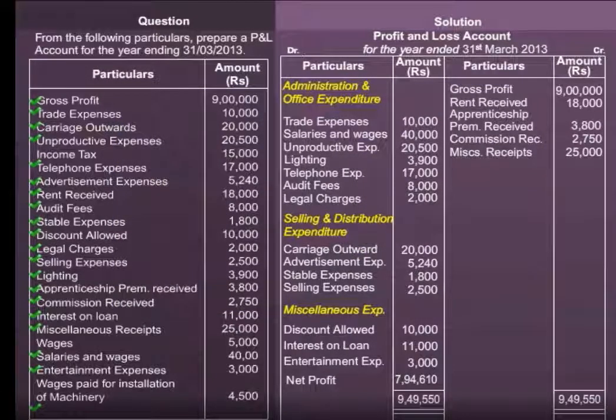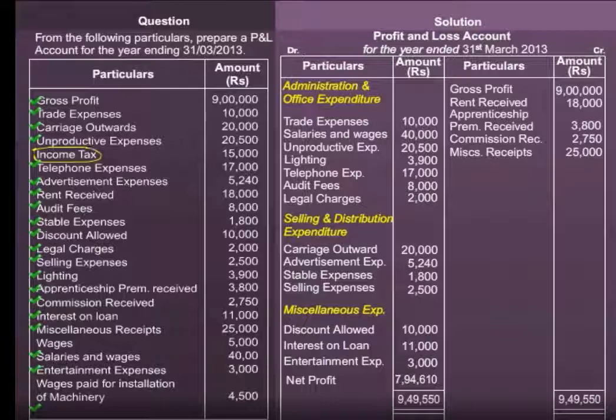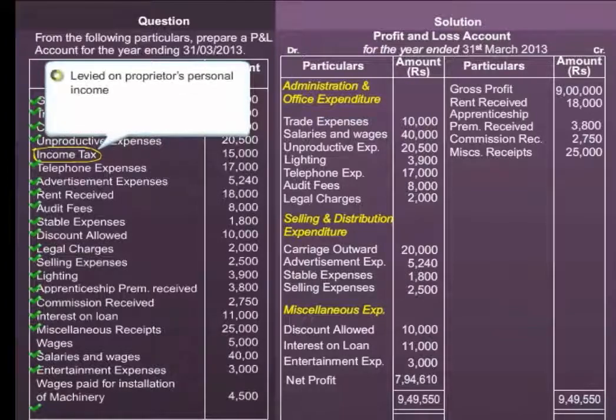The next item of worth talking is wages paid for the installation of machinery. This expense is capital nature expenditure and hence is shown as addition to the machinery on the asset side of balance sheet. Lastly, look here. You can see that we haven't considered this. It is because income tax is levied on proprietor's personal income. So, it is not shown in the profit and loss account as this account is not related to business.